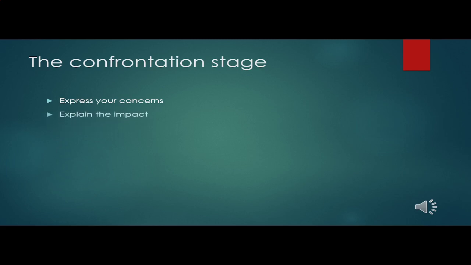Next, you need to explain the impact. You need to explain how this conflict affected you and how it affected others. In addition, you need to give the other party the benefit of the doubt. That is, you need to acknowledge that he didn't mean harm by this behavior. He didn't notice that this behavior affected you negatively. Next, you need to listen to the other party's concern. Now that you have expressed your point of view, it is the other party's time.